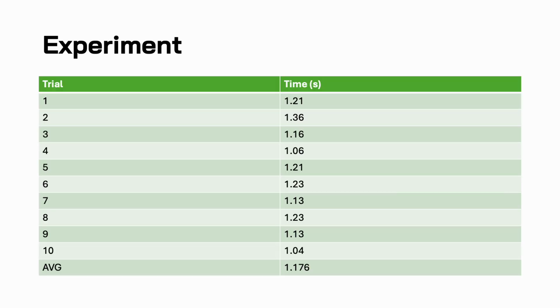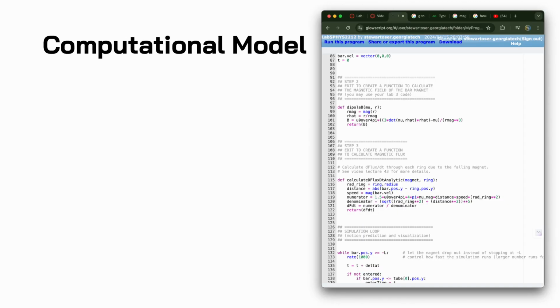So for the trials, from 1 to 10, we have 1.21 seconds, 1.36 seconds, 1.16 seconds, 1.06 seconds, 1.21 seconds, 1.23 seconds, 1.13 seconds, 1.23 seconds, 1.13 seconds, and then 1.04 seconds, with an average time of 1.176 seconds.